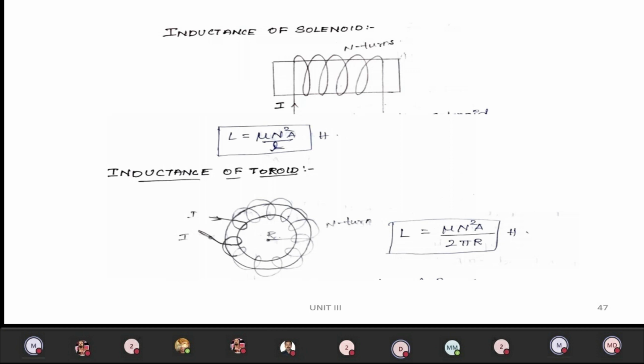For the toroid, in the old radios and TVs you can see a circular coil at the back side. For the solenoid, the best example is the choke in a tube light. Nowadays we have LEDs, but traditionally tube lights had a choke, where you can see the solenoid. So inductance equal to mu n square A by L, and for the toroid, inductance equal to mu n square divided by 2 pi r.